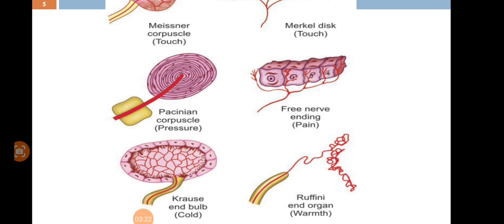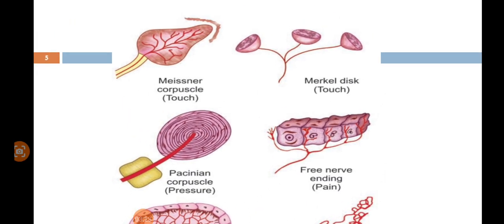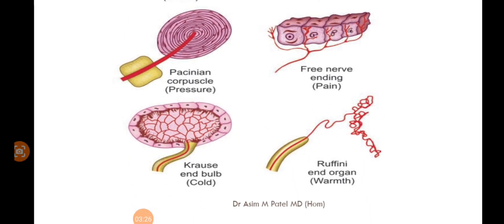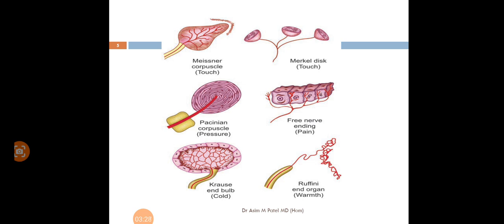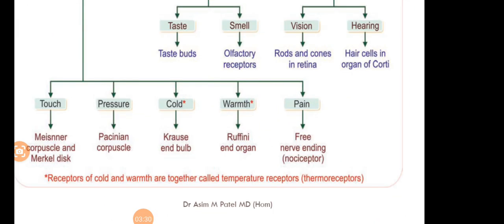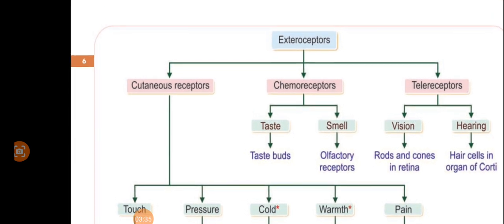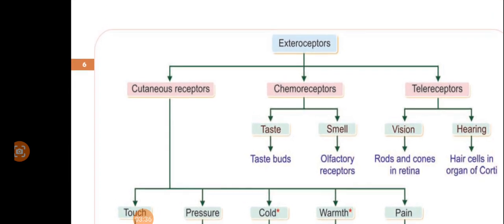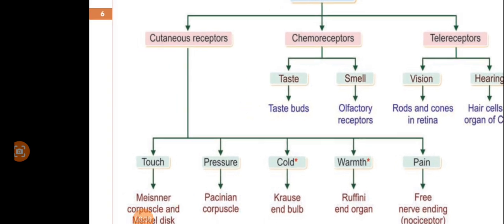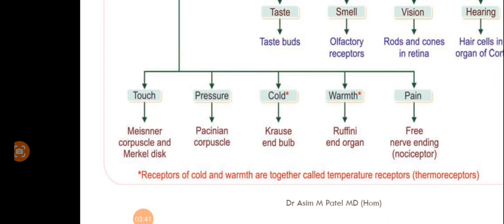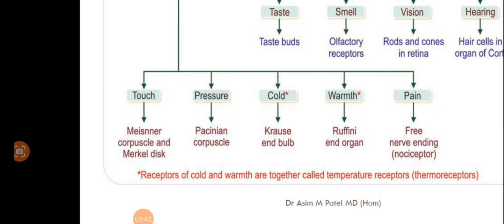Here you can see some of the diagrams of the receptors. Here again the exteroceptors are classified into three types: cutaneous receptors, chemoreceptors, and telereceptors. Cutaneous receptors are present on the skin and give response to mechanical stimuli like touch sensation. The receptors for touch sensation are Meissner corpuscle and Merkel disc.